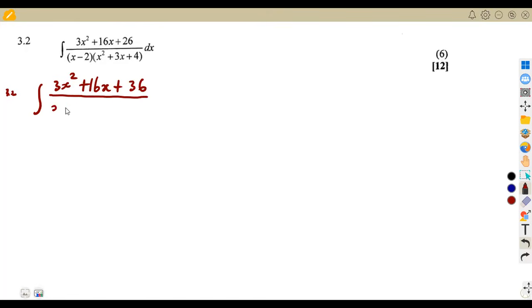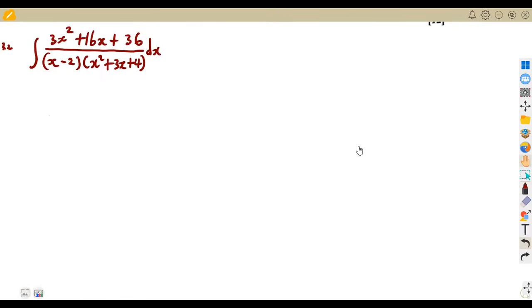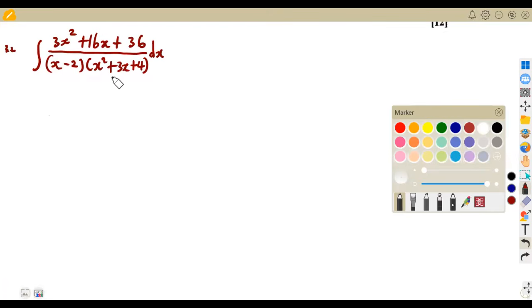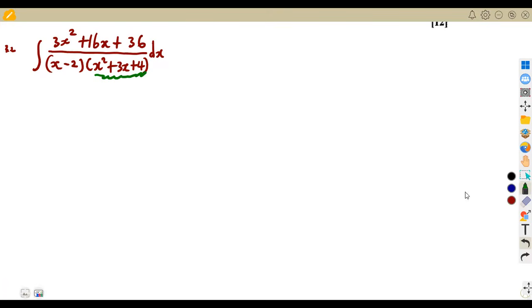everything over the two brackets, x minus 2 into x squared plus 3x plus 4, with respect to x. All right, so the question is, can we express this in a simpler form? Let us take this part, x squared plus 3x plus 4.